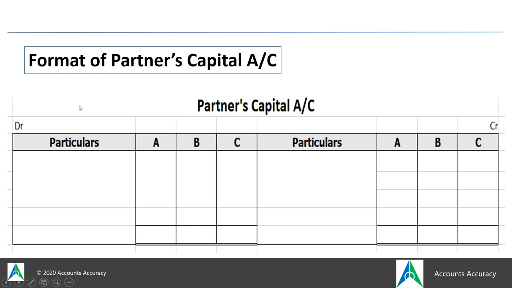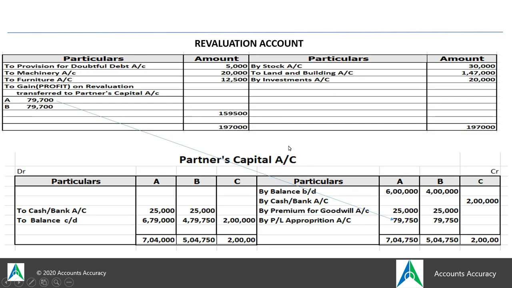But before that, you should know what is the format of partners capital account. So this is the format of partners capital account. The three partners capital accounts can be made all together. Now this profit will be transferred to partners capital account diagonally. If it is profit, it's transferred from the debit side to the credit side. If it would have been loss, then you would have transferred from the credit side to the debit side, but here it's been transferred to the credit side.